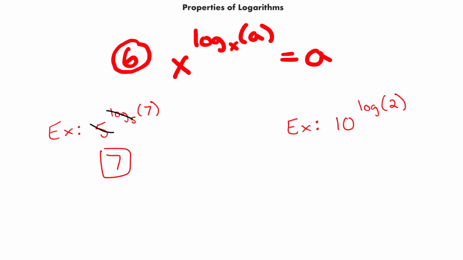Second example, this is the one that tends to trip students up because they keep forgetting, if the base of the logarithm is not written, it's a 10. 10 to the power of log of 2, the 10 and the logarithm eliminate, the answer is just 2.